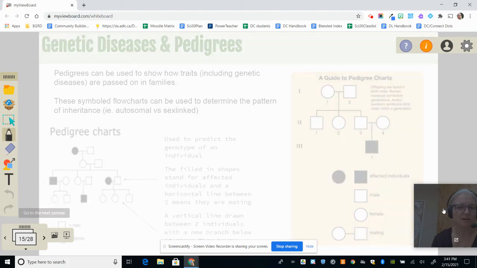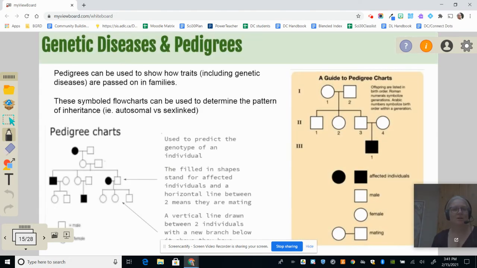Let's get into some pedigrees. Okay, so pedigrees can be used to show how these traits are passed on in a family. They don't have to be used for genetic disorders. They can be used for any kind of trait that you want to look at. But let's just take a look at what some of the symbols mean in these pedigree charts. You actually have in your data booklet a table that lists the meaning of a lot of these symbols.